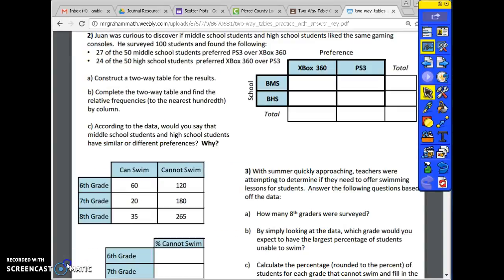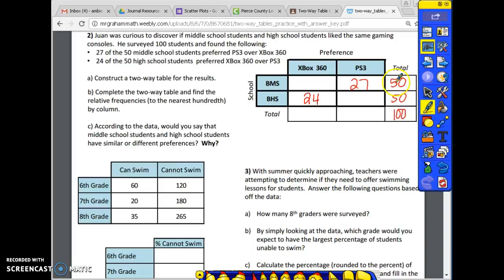Number 2. Juan was curious to discover whether middle school students and high school students like the same gaming consoles. He surveyed 100 students and found the following. 27 of the 50 middle school students preferred PS3, and 24 out of 50 high school students preferred Xbox, and we have a total of 100.